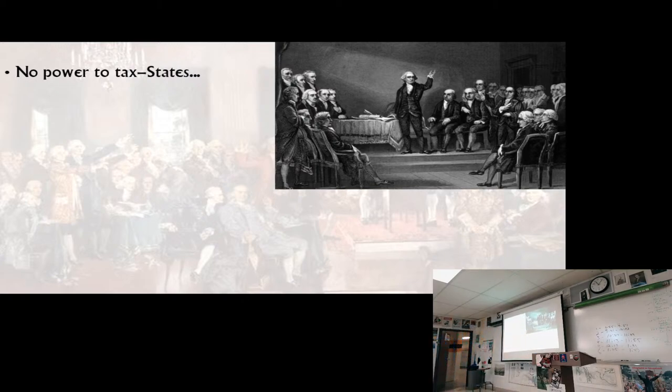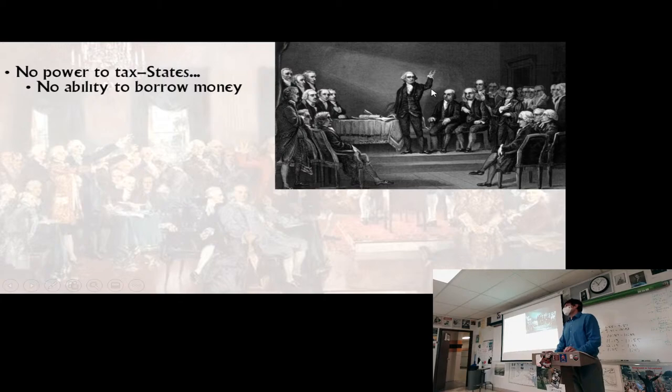They expected the states to give the Articles of Confederation government money. Anybody want to guess how many times the states gave them money? No, they're not going to give them money. A couple states did when they realized nobody was doing it. And therefore, they can't borrow money. Governments can't borrow money unless they can tax. Governments cannot function unless they can borrow money. They cannot function.